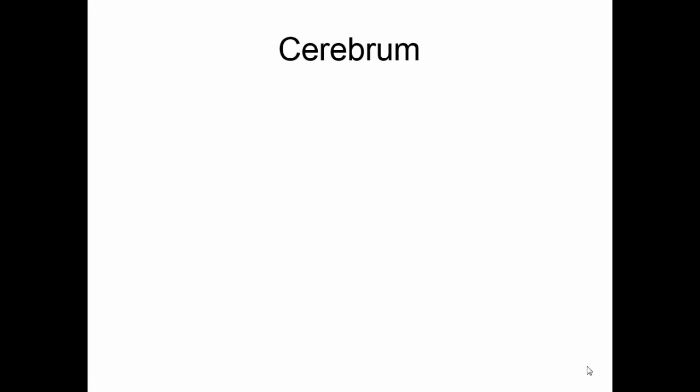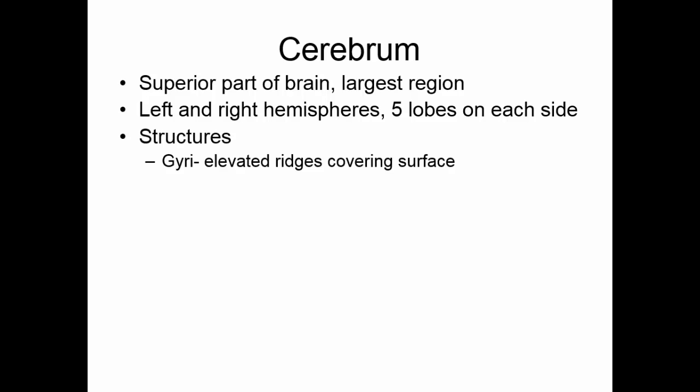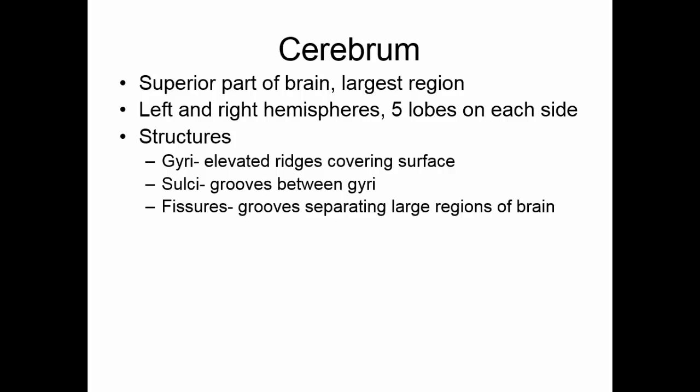The cerebrum is the most superior part of the brain, and it's the largest region of the brain. It's divided into left and right hemispheres with 5 lobes on each side. When we look at the cerebrum, you'll see elevated ridges covering the surface. These are known as gyri. A singular is gyrus. The grooves between the gyri are sulci. A singular is sulcus. There are some deeper grooves that separate large regions of the brain. These are known as fissures.